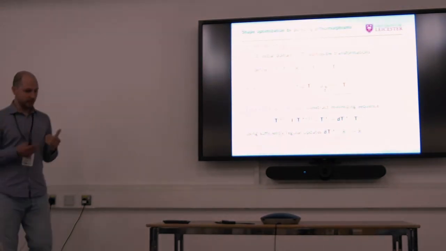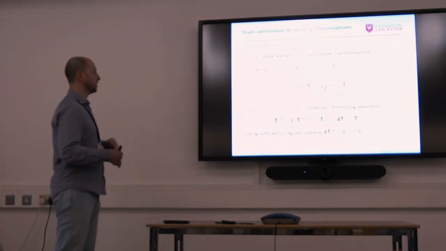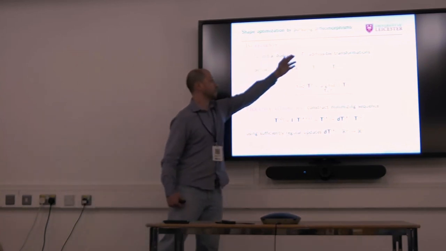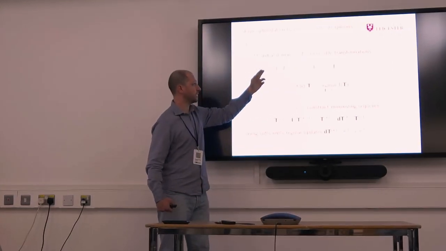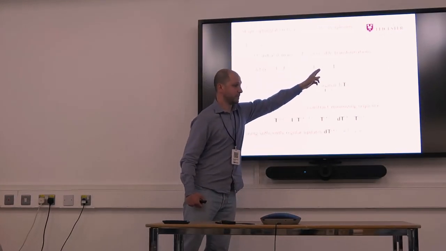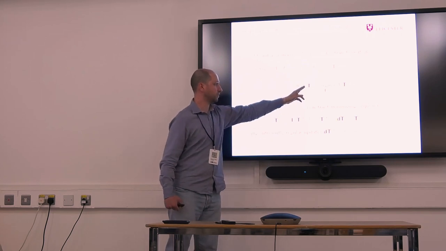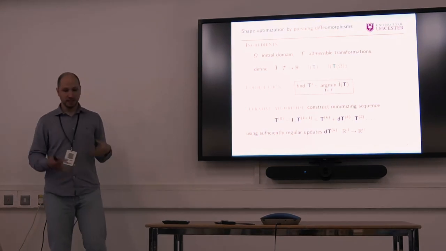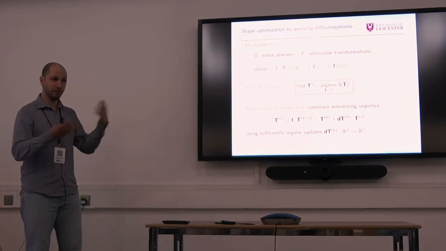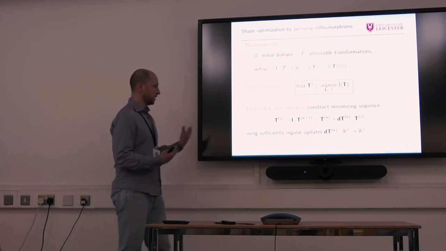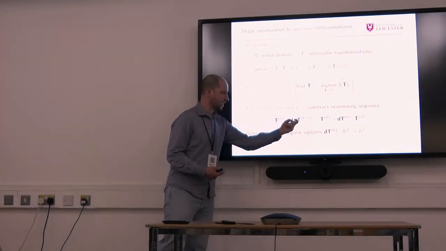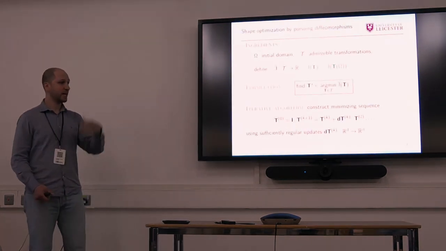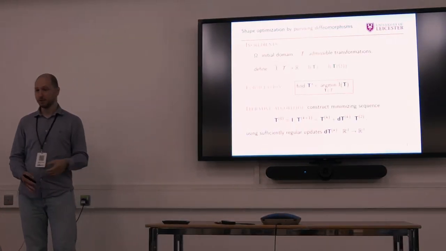So using this interpretation of shape as transformation, you can take the original problem and rephrase it. You have an initial domain, you have some admissible transformations, you have a function that takes a transformation and gives it a number. And now what you want to do is find the best transformation. The way you solve this problem in practice is iteratively: you use some optimization method, and essentially you start with the identity and then update your transformation iteratively using steepest descent, BFGS, or trust region, or whatever you want.